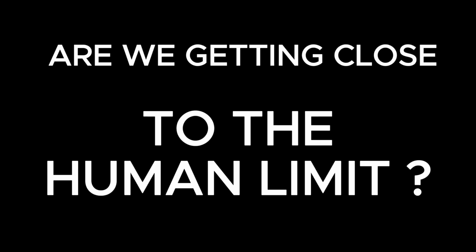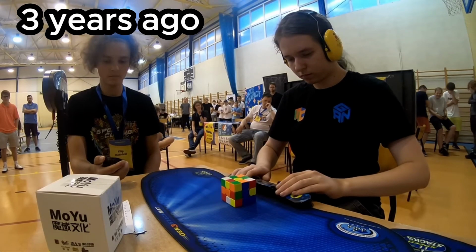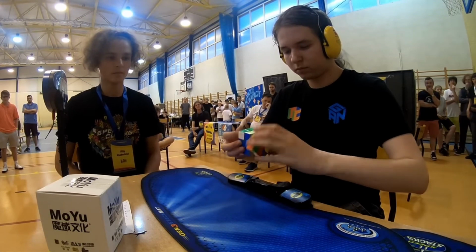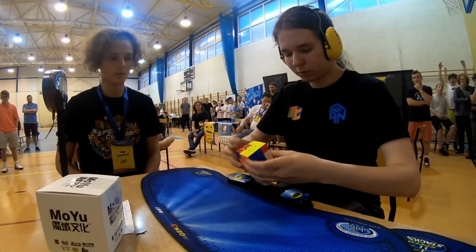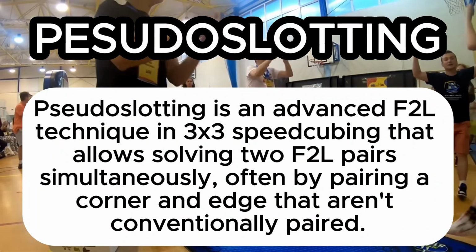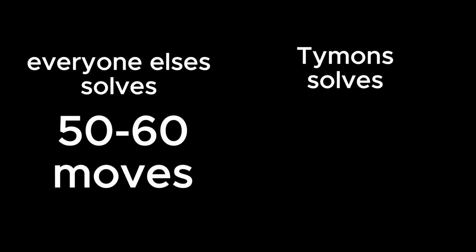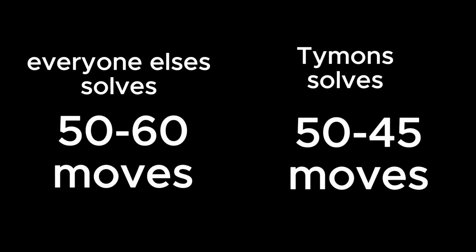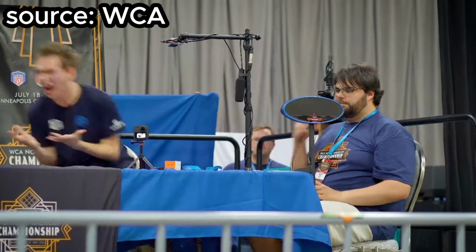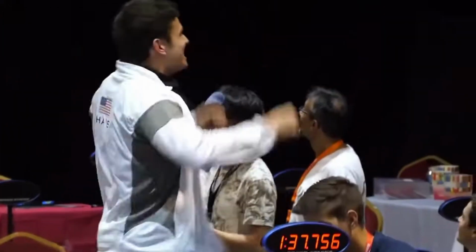But with all of these groundbreaking feats, people are questioning: are we getting close to the human limit? And well, in my opinion, nah, we're just getting started. Only a few years ago, Simon Klosinski broke the sub-5 barrier by taking the complex idea of pseudo-slotting and practicing it so much that his solves became more efficient than anyone's at the time. And as more people participate in the sport, the more we will develop ways to solve this thing.